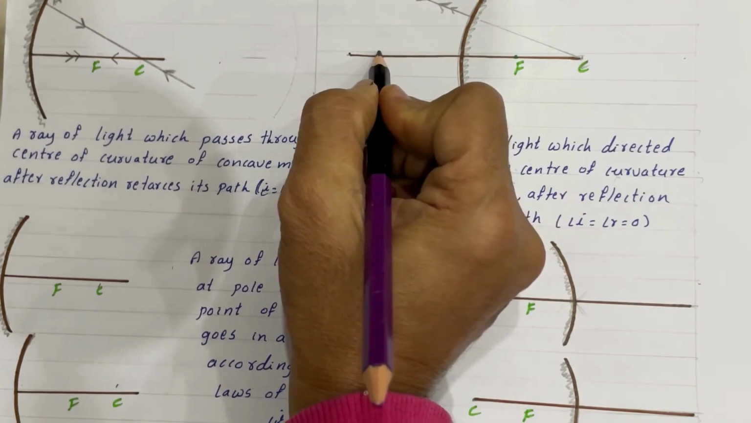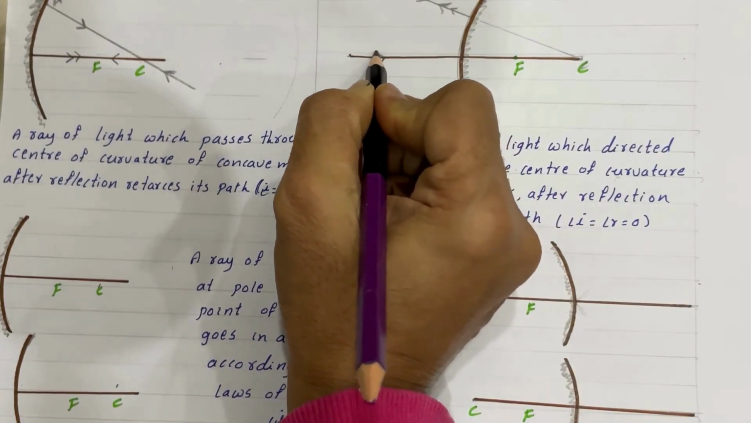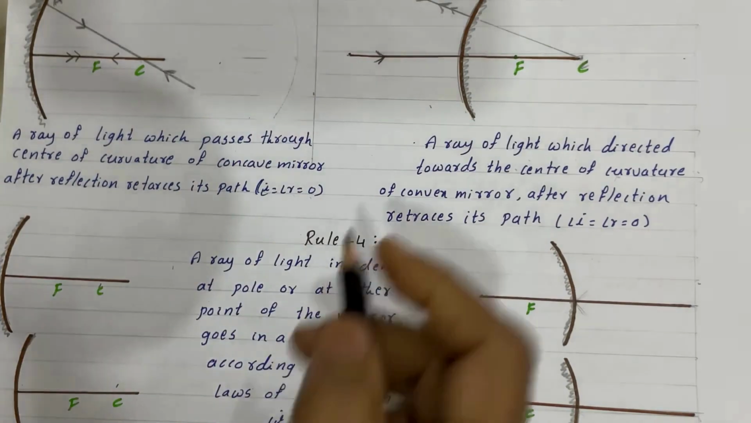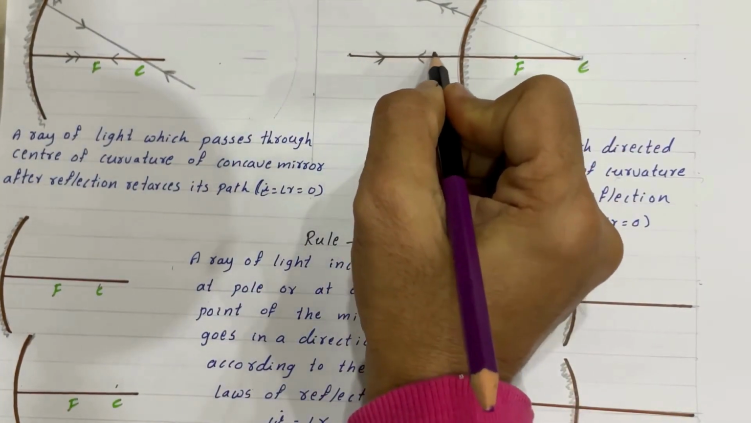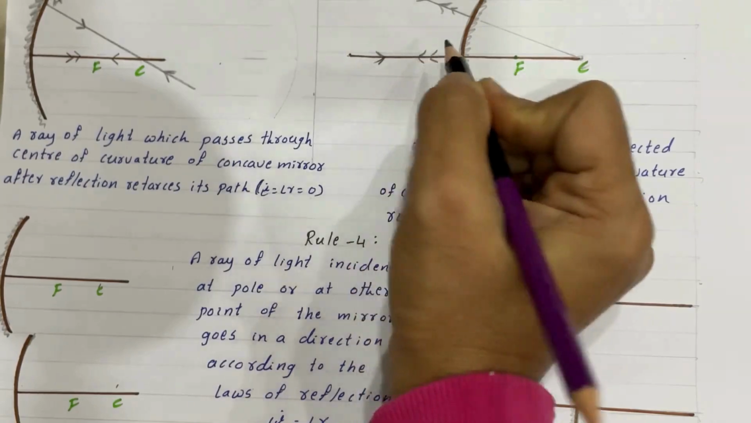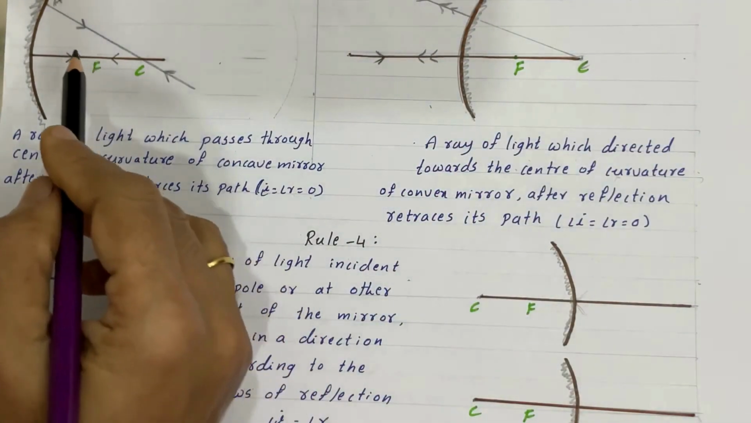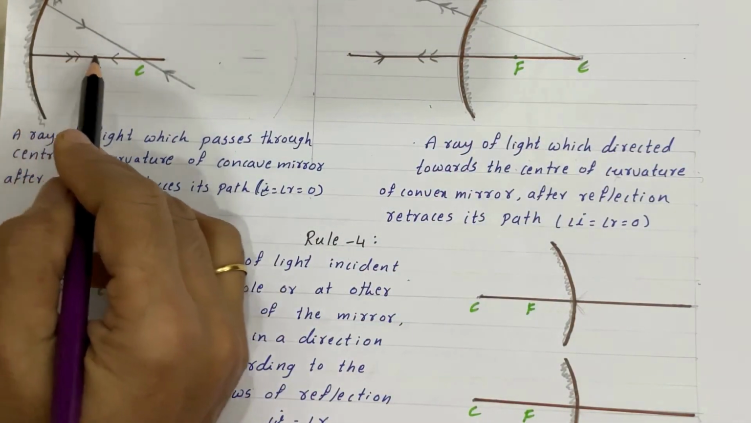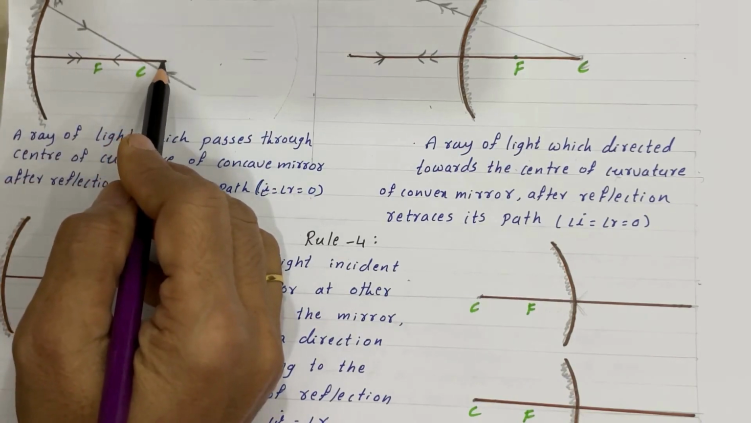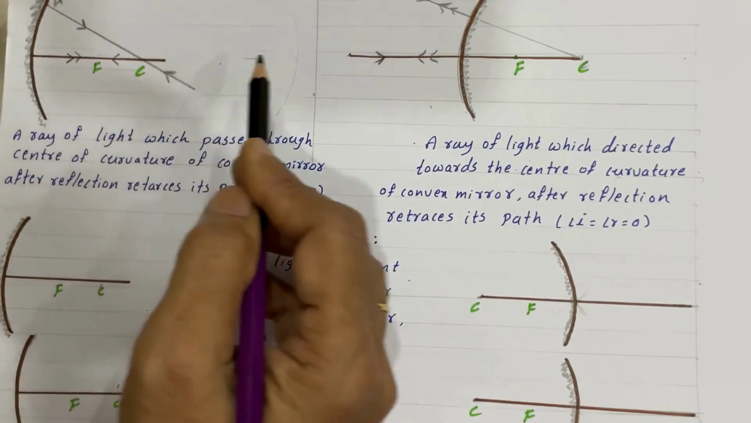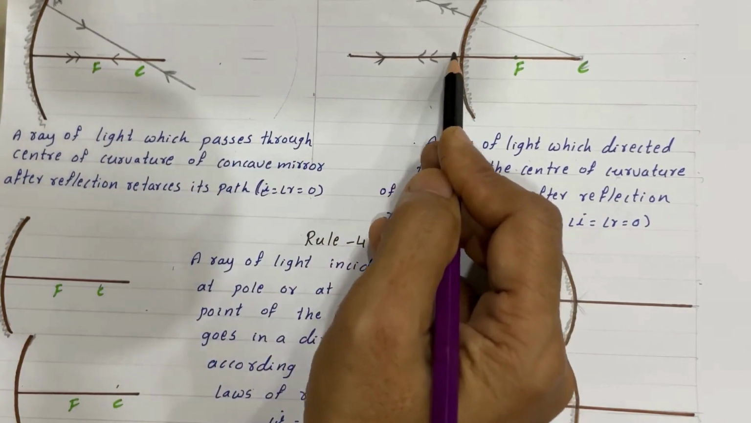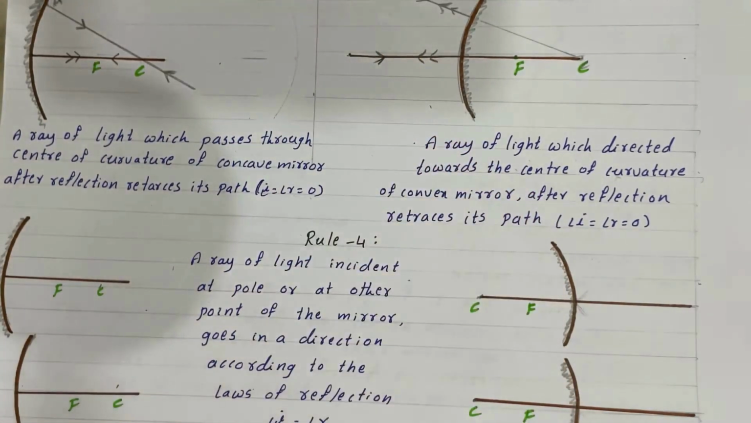And when it is directed towards the center of curvature, it retraces the path. From this rule, we also can know that the incident ray which is passing along the principal axis, after striking the mirror, retraces its path. And now come to rule 4.